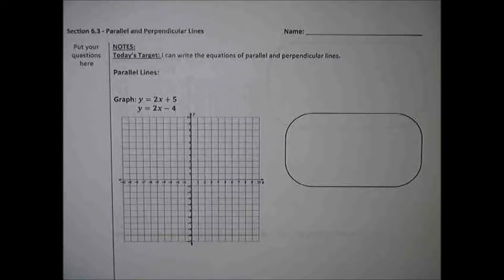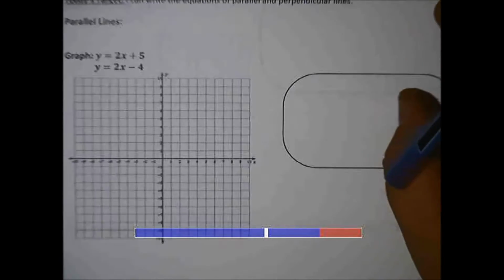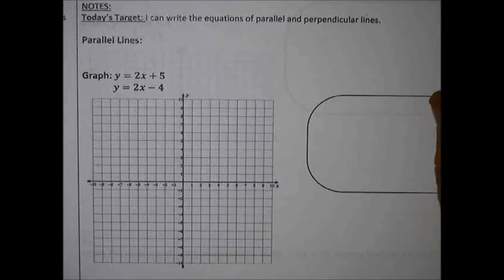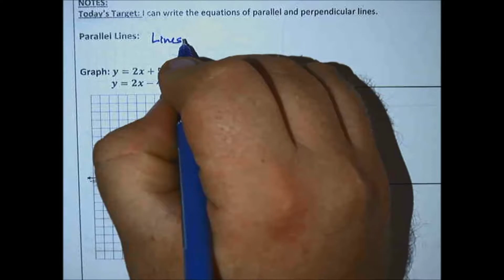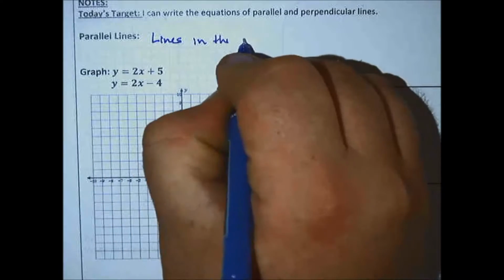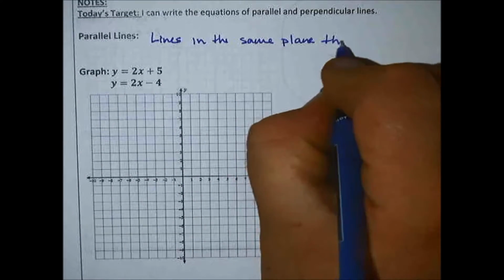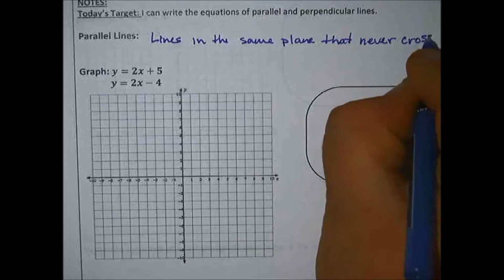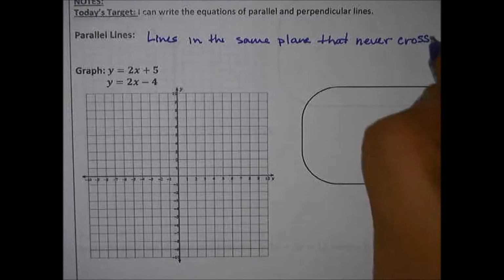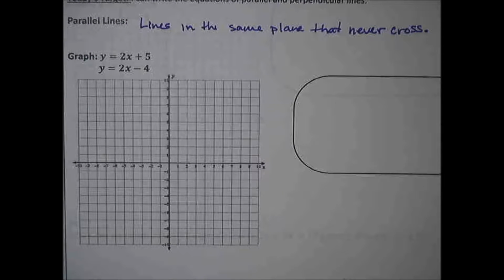Okay, here we go with section 6.3 on parallel and perpendicular lines. We're going to be writing equations of lines that are parallel and perpendicular today. Now, just to remind you what parallel lines are, they are lines in the same plane that never cross. Okay, so they're going the same direction basically. And that's important because we're going to use that idea to get a feel for these lines.